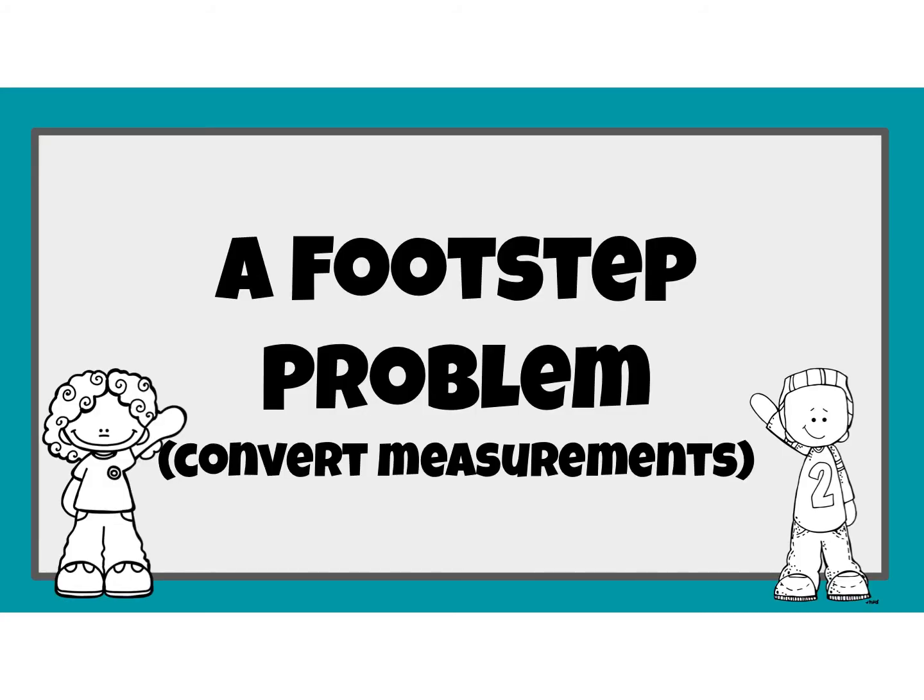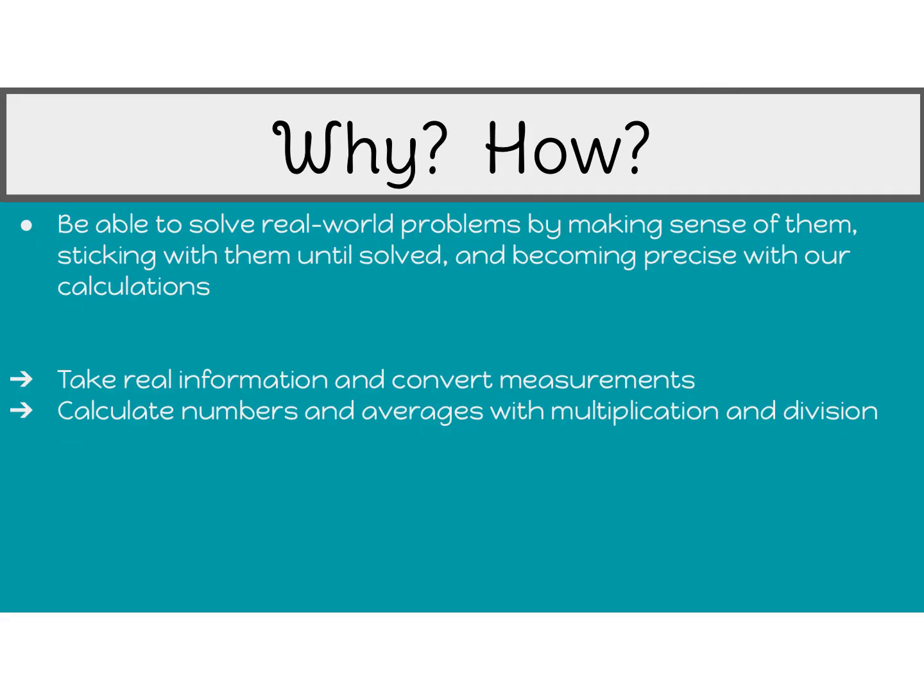Our lesson today is called a footstep problem, which has to do with converting measurements. We're doing this lesson today to be able to solve real-world problems by first making sense of them, sticking with them until solved, and becoming precise with our calculations. And how we're going to do that is we're going to take real information and we're going to convert measurements. We're going to calculate numbers and averages with multiplication and division.